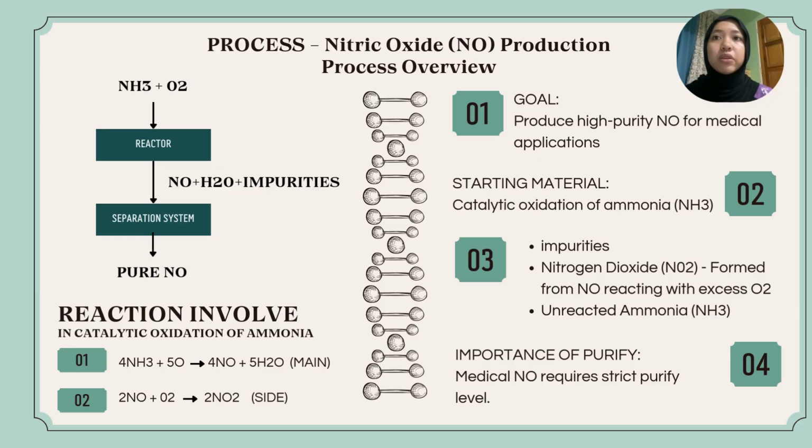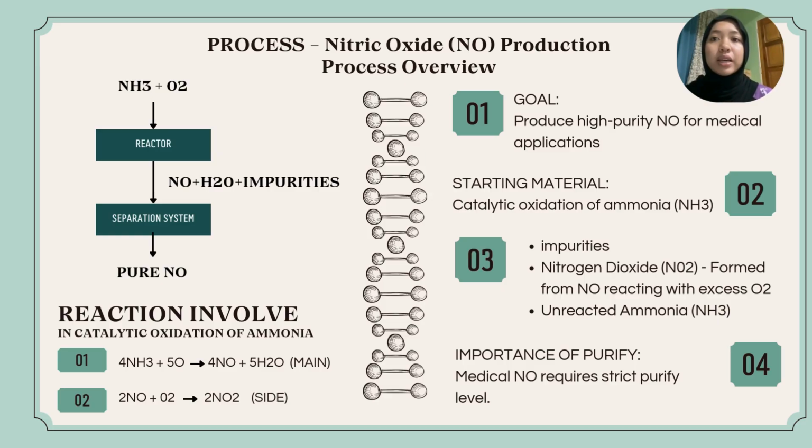During the reaction, impurities are formed. These include nitrogen dioxide, which comes from NO reacting with the excess oxygen, and unreacted ammonia, which must also be removed. These impurities can reduce the quality and safety of the final product. After the reaction takes place in the reactor, the mixture of NO, water, and impurities goes through a separation system. This system removes the water and unwanted gases, ensuring we get pure NO as the final output.